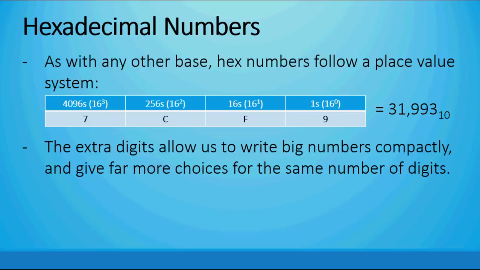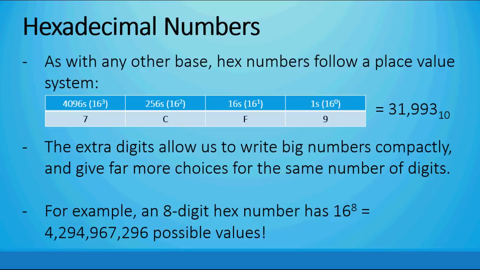And, in addition, for the same number of digits, we get more choice. So, for a 4-digit decimal number, we'd have 10,000 choices. You agree? 10 times 10 times 10 times 10. For a 4-digit binary number, we only have 2 to the 4, which is 16 choices. That's pretty pitiful. But for a 4-digit hex number, we have 16 to the 4 choices, which is, let me get my calculator out, which I think is 65,536 numbers can be encoded in just 4 digits, compared to 10,000 with decimal. Isn't that amazing?